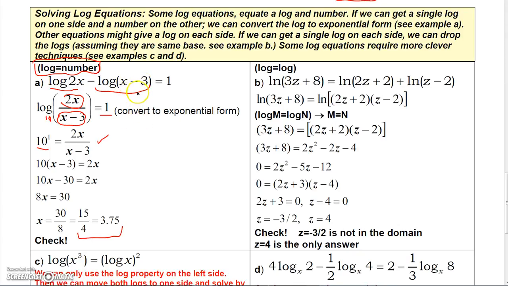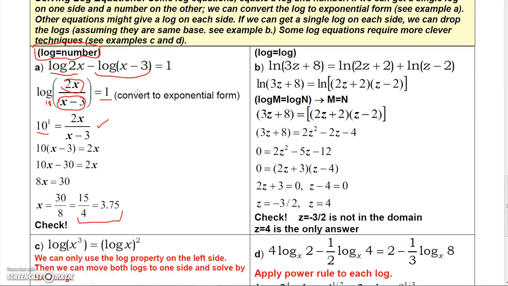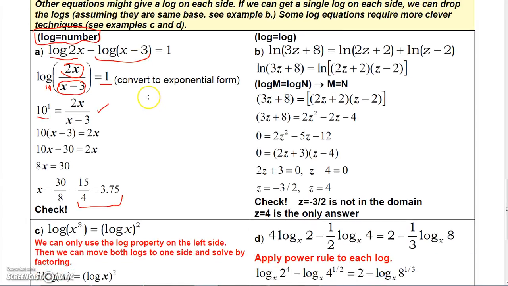So mainly I'm just checking to make sure that I don't get an answer that's going to give me a negative or 0 when I take the log. Okay, another thing that can happen is maybe you have a log on both sides. Well, if you have a log on both sides, you can use the one-to-one property and just throw away the logs.